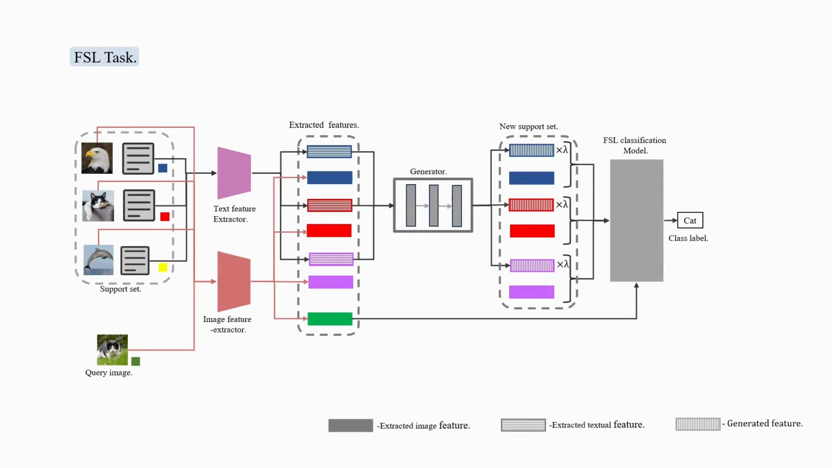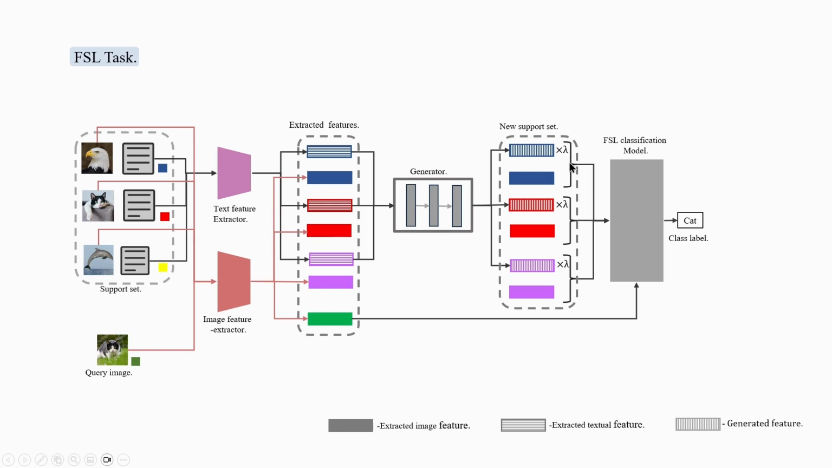Now, this feature generator is connected with the few-shot learning architecture as shown here. Image features are extracted from support set images and textual features are extracted from the support class textual descriptions. Then the extracted textual features of classes are fed to the trained generator to generate artificial visual features. After feature generation, we have real features from support class images and artificial features from the generator.